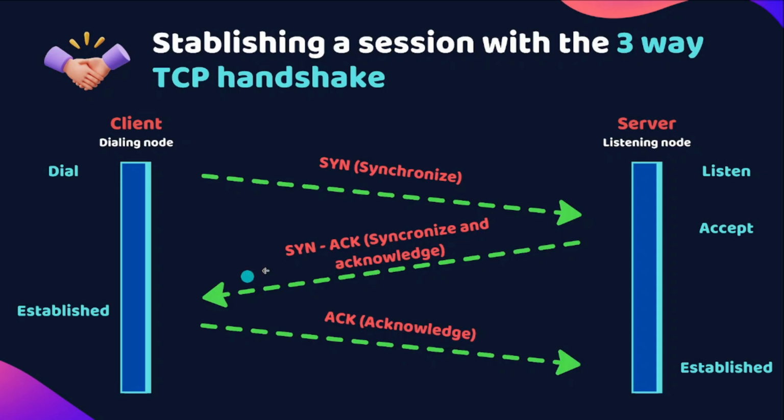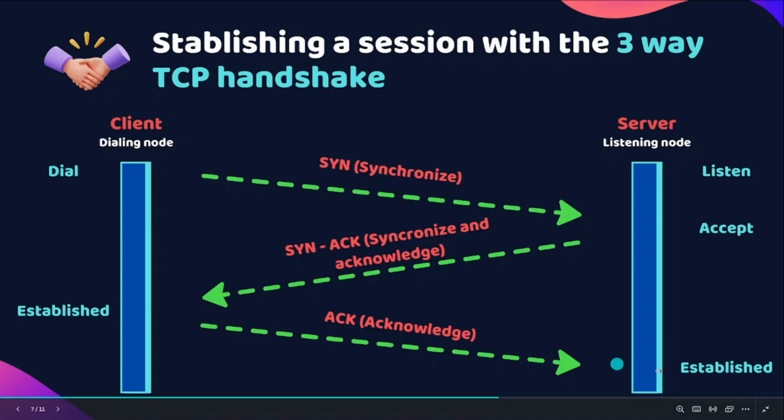The third and final step of the handshake is the client will reply with an ACK packet to acknowledge the server's SYN packet, completing the three-way handshake. By the completion of the three-way handshake process, the TCP session is established, and the nodes may then exchange data. As you can see here, it's established. They can now talk. They can exchange data, do whatever.